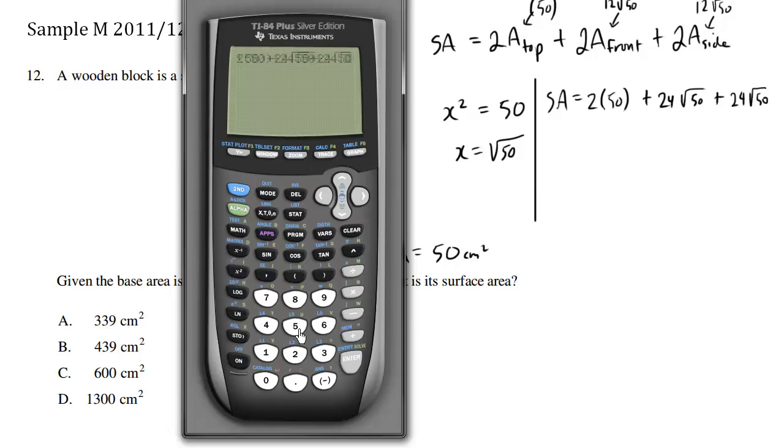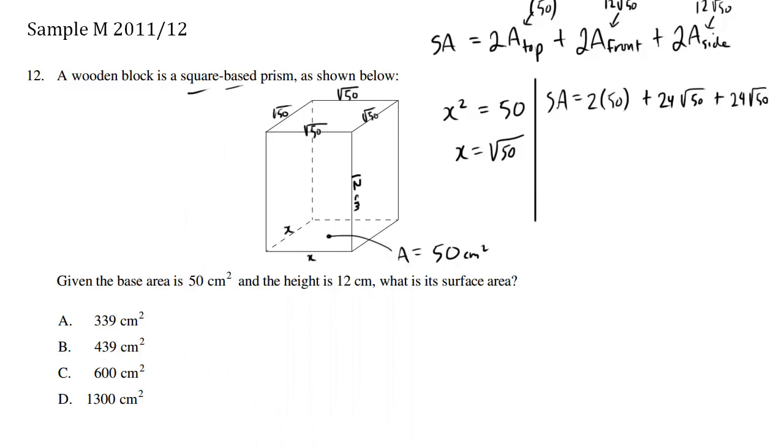root 50 gives me a final answer of 439. 439 is choice B. So B is the correct answer. Super duper.